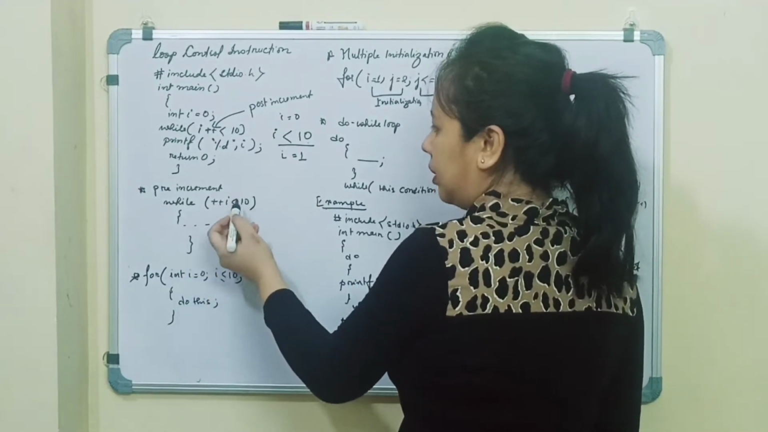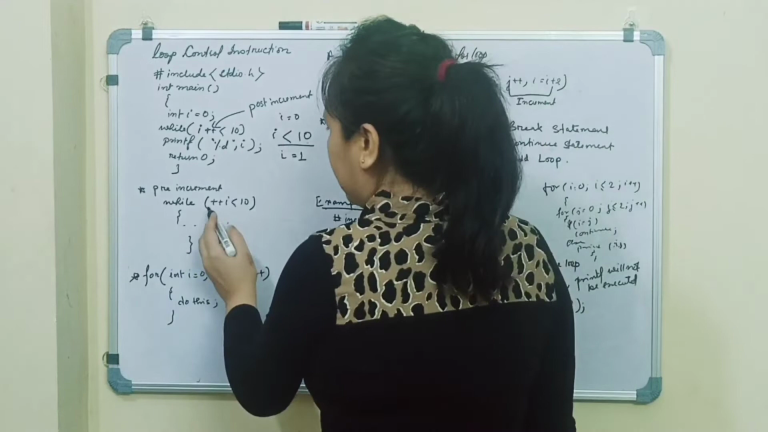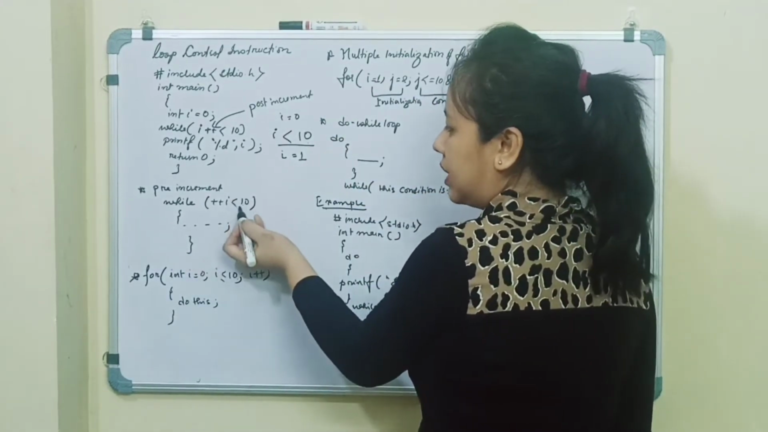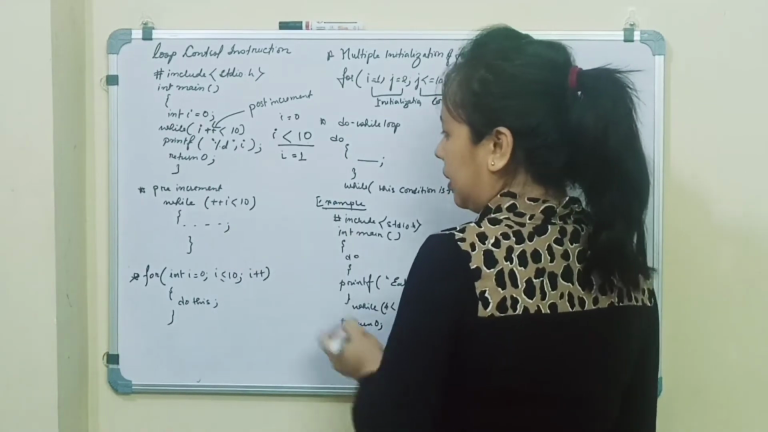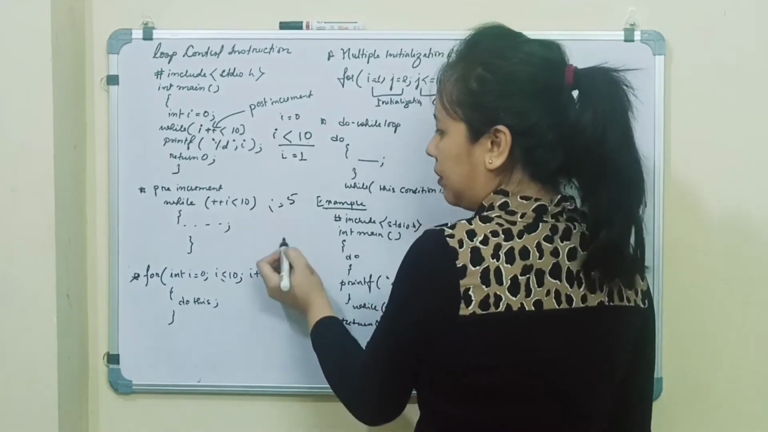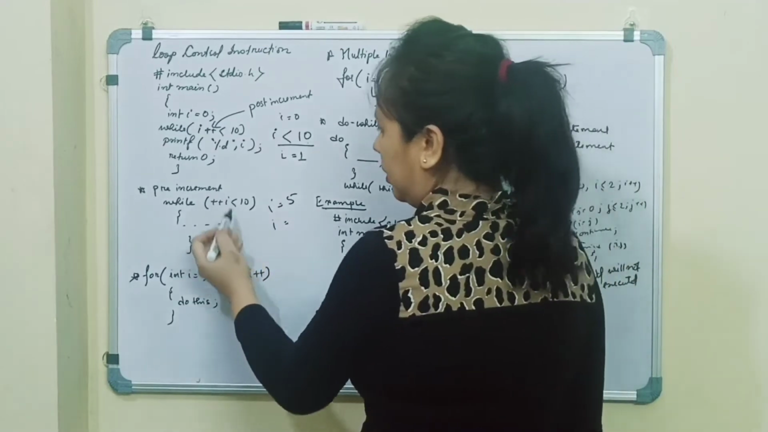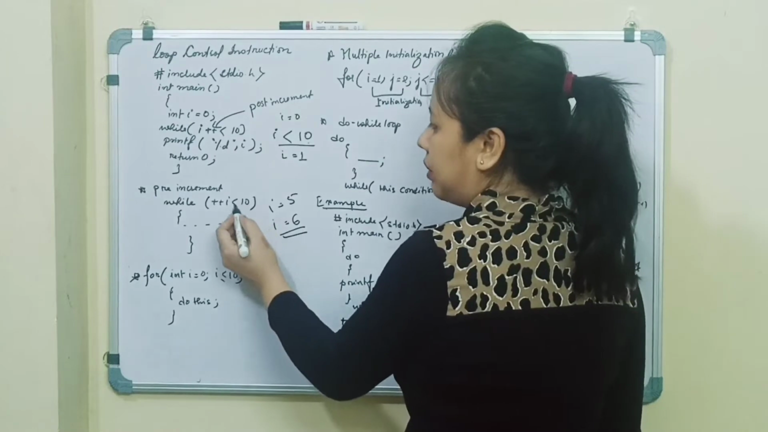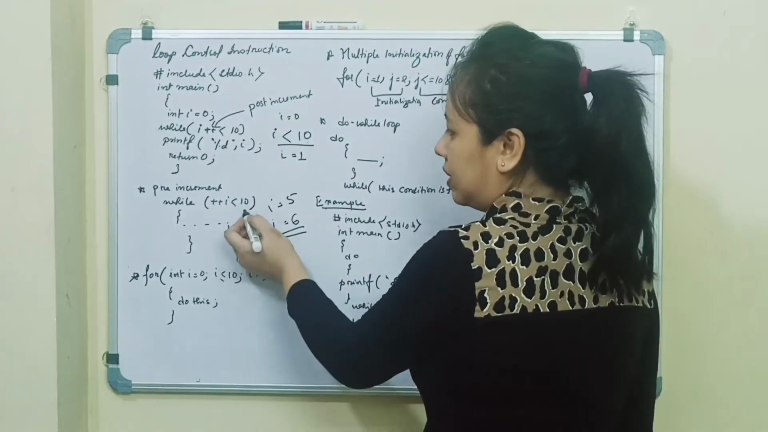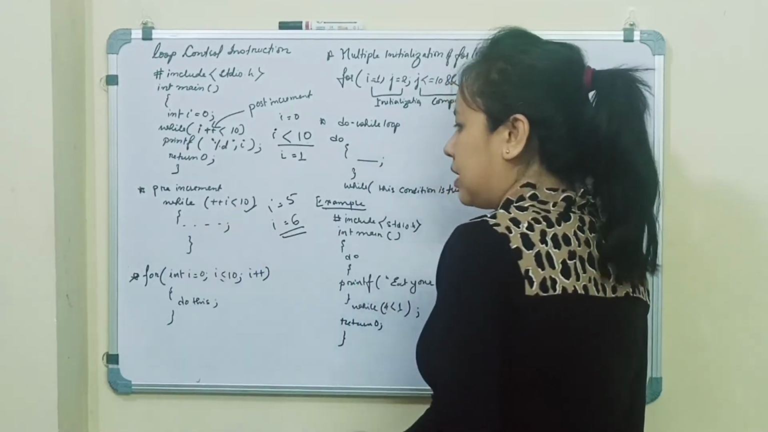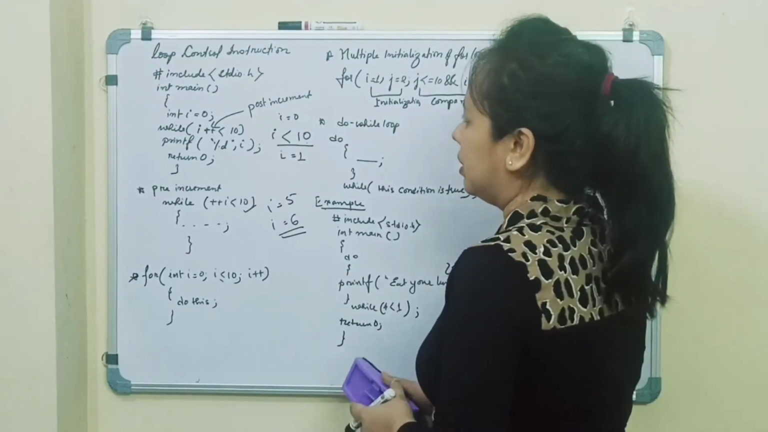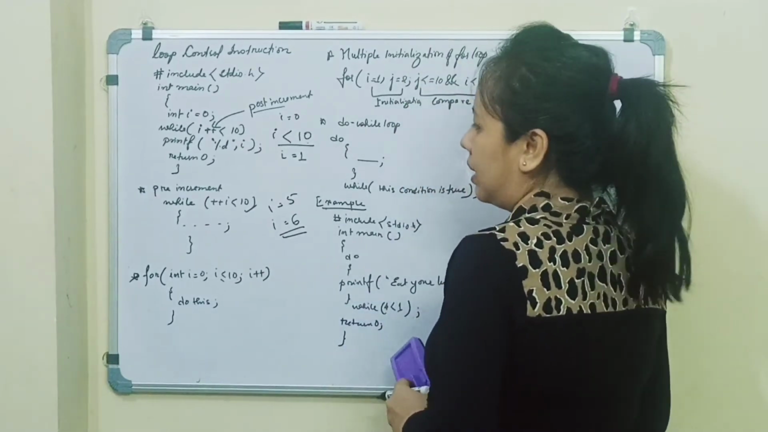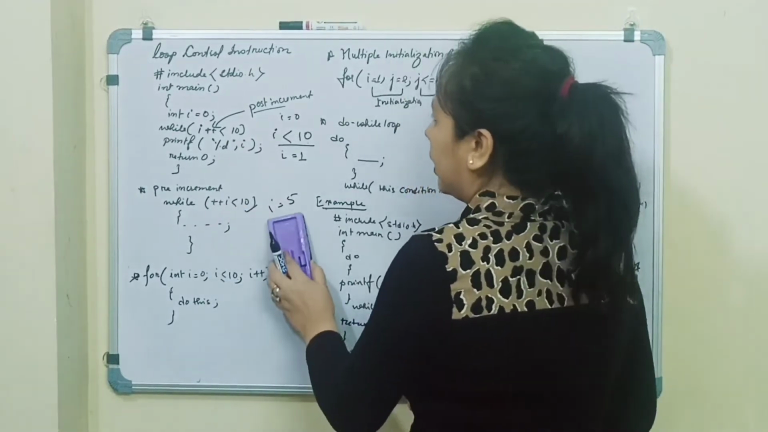But in the pre-increment operator, what will happen? First, the value of i will be incremented and then it will check whether it is less than 10. Let's say the value of i is 5, then in pre-increment the value of i will become 6 and then it will check whether it is less than 10. If the condition is satisfied, then the body of the loop will be executed. So this is the difference between pre-increment and post-increment operators inside the condition of the while loop.